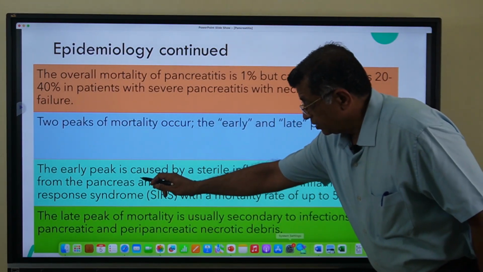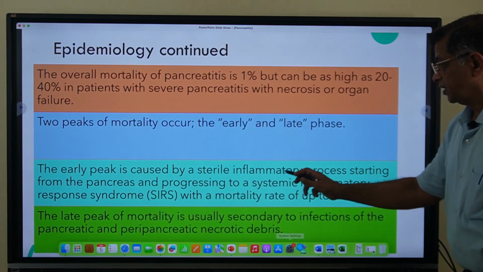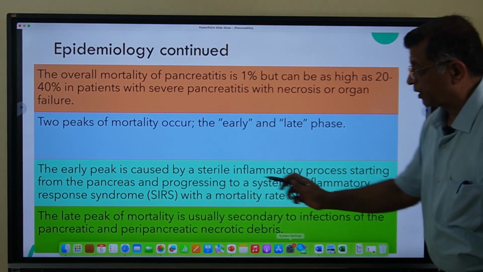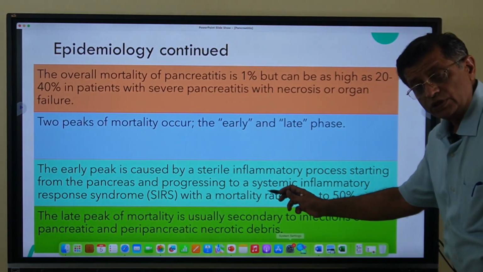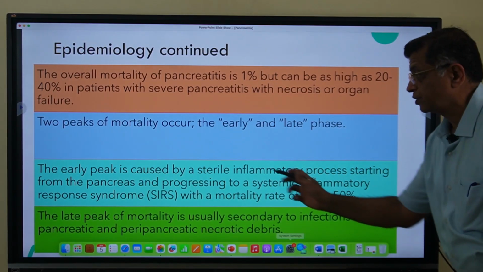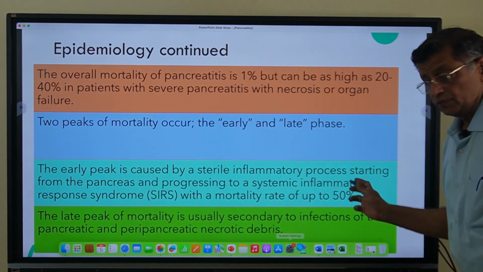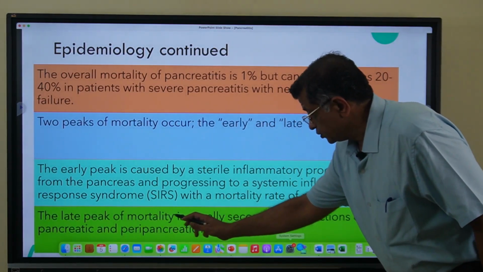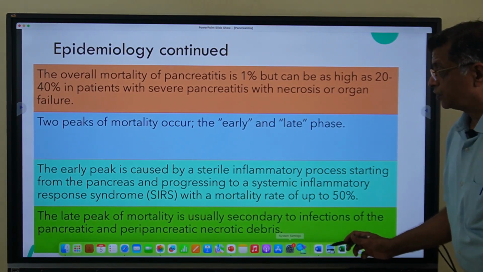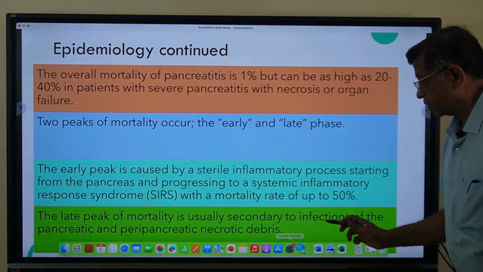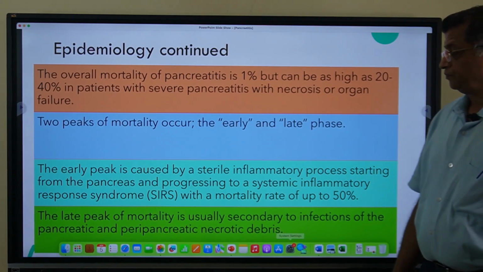The early peak in the mortality is caused by a sterile inflammatory process starting from the pancreas and progressing to what is called systemic inflammatory response syndrome, SIRS, with a mortality of about 50%. And a late peak of mortality is usually secondary to infections of the pancreatic and peripancreatic necrotic debris.